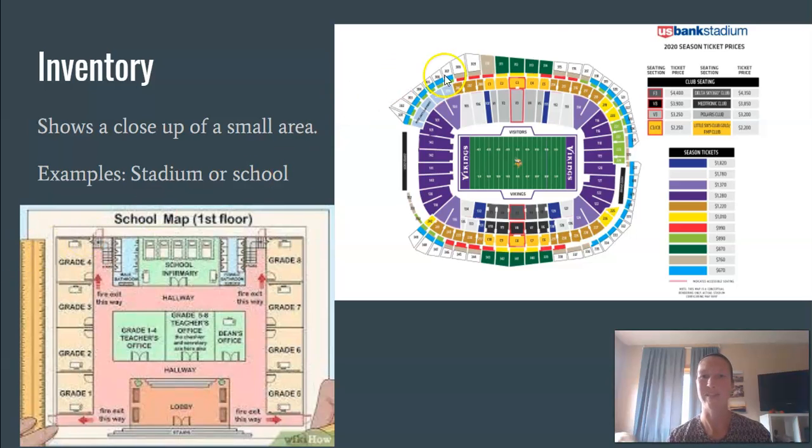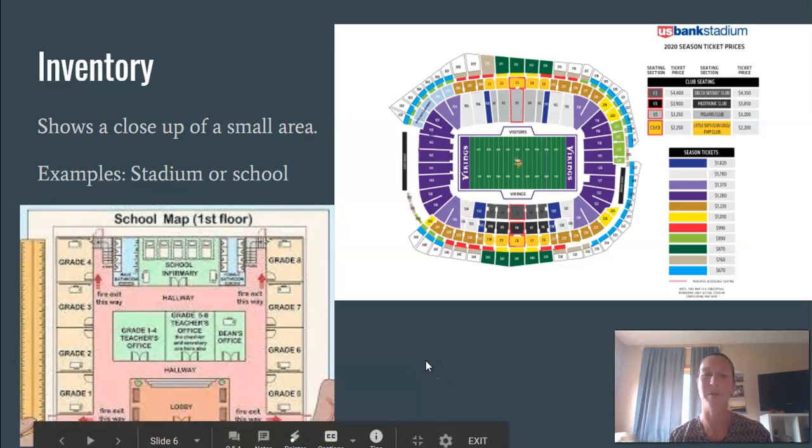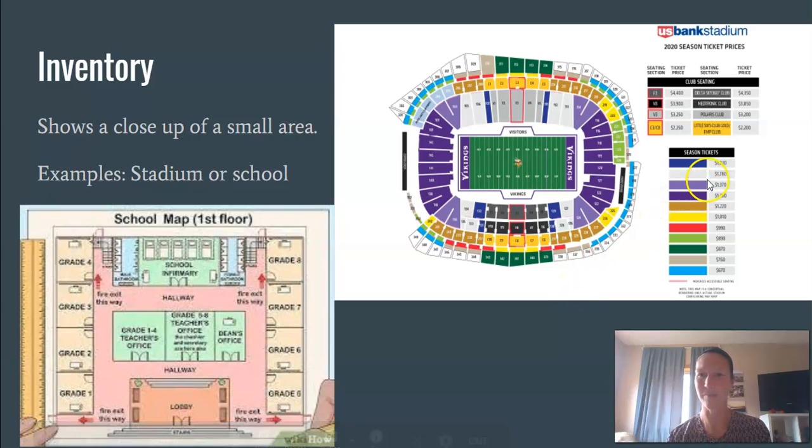If you were trying to find your seat at a stadium, like the US Bank Stadium, sadly not this year, but during a US Bank Stadium game, you could find your seats there. So this one you can actually see on the website because it has the prices of season tickets. So you can see it's color coded by that.